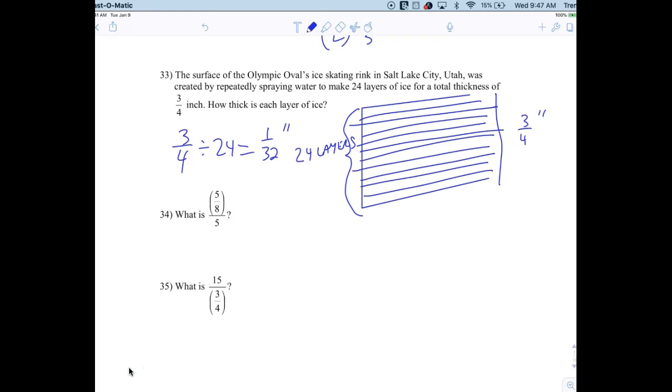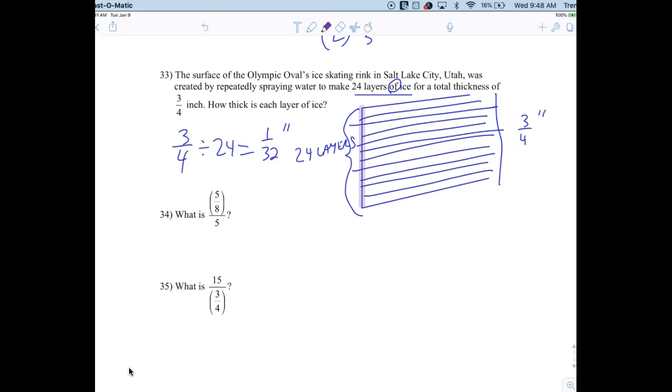Okay, so in this question right here, it says that there were 24 layers of ice. There were 24 layers of ice. It wasn't specifically talking about a unit. I know. I mean the total thickness of... Right, this from here to here was 3/4 of an inch. That is exactly correct. I did what to that 3/4 of an inch? There you go. Easy as that.